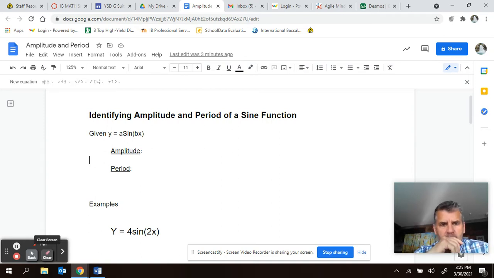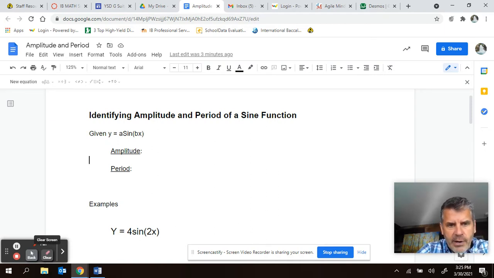Keeping that in mind, when we have this function y equals a times the sine of bx, we can identify from those values the amplitude and the period. By definition, the amplitude is how far it is from top to bottom, and you take half of that to give you the amplitude.